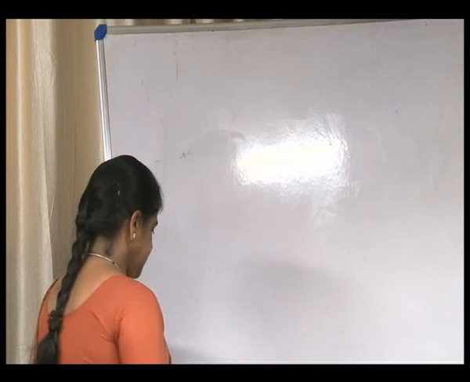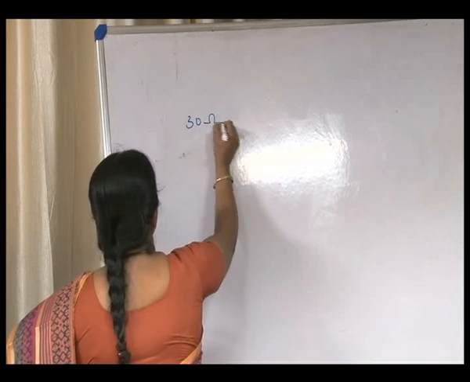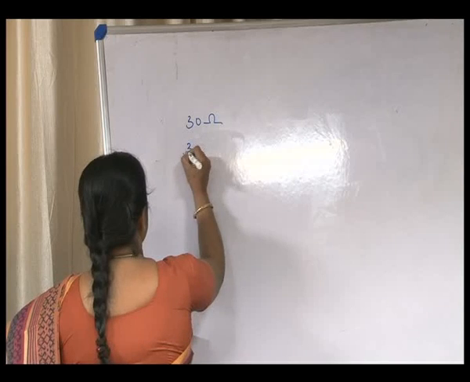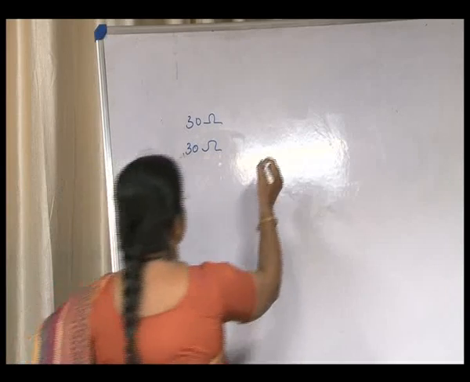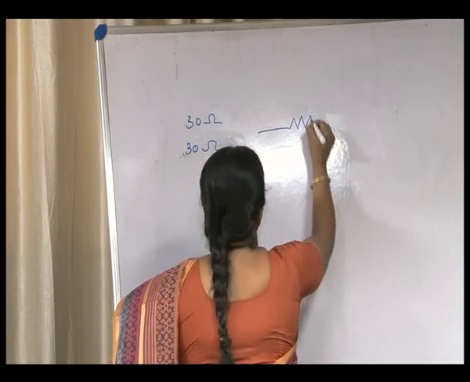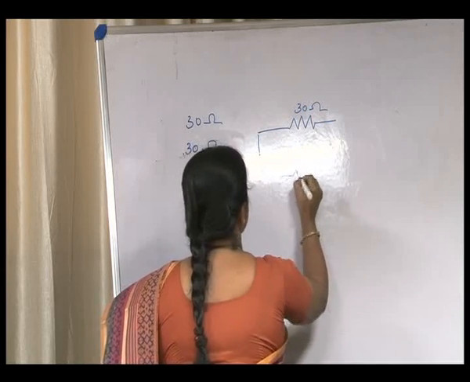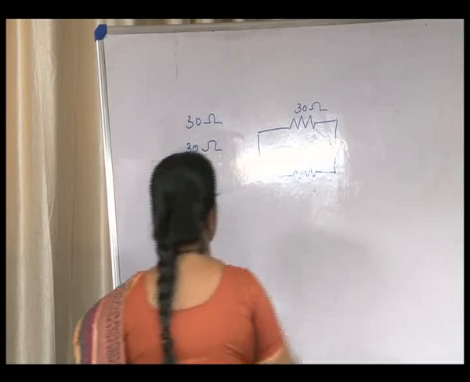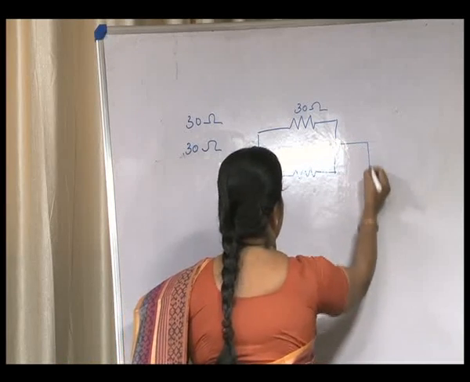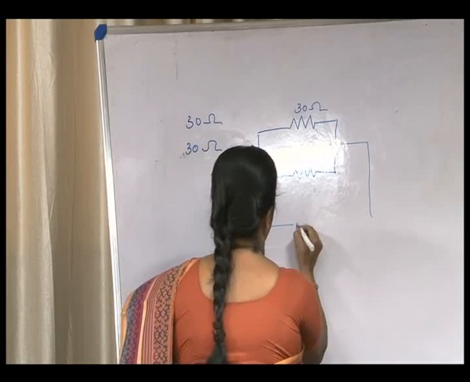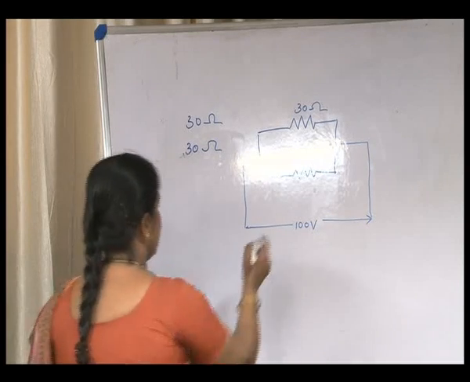Now, let us take this problem. Two resistances of 30 ohms and 30 ohms, both are 30 ohms resistances. They are connected in parallel across a 100 volt supply. So, let us draw the circuit diagram. This is one resistance 30 ohms and another resistance of 30 ohms. They are connected across a supply of 100 volts. How are they connected? They are connected in parallel.